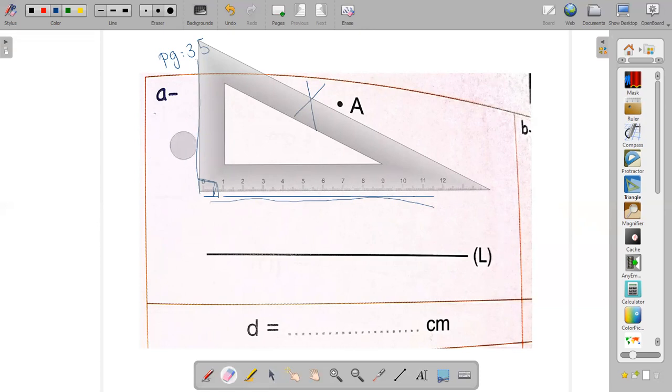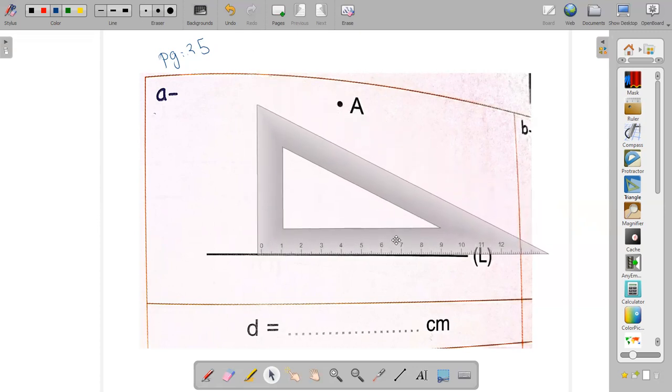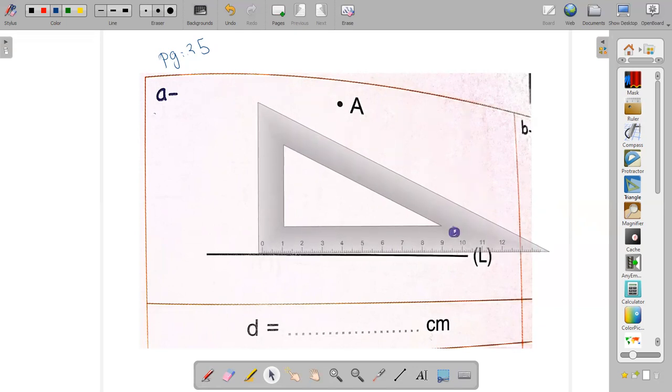Now, how do we draw a perpendicular line from the point A to the straight line L? We hold the set square like L. This is the bottom of the set square. The bottom, just put it on the line. It should touch the line. Now I will move it. If it's up or down, the perpendicular will be wrong. It should touch it from both sides. So you have to make sure that the set square touches the line.